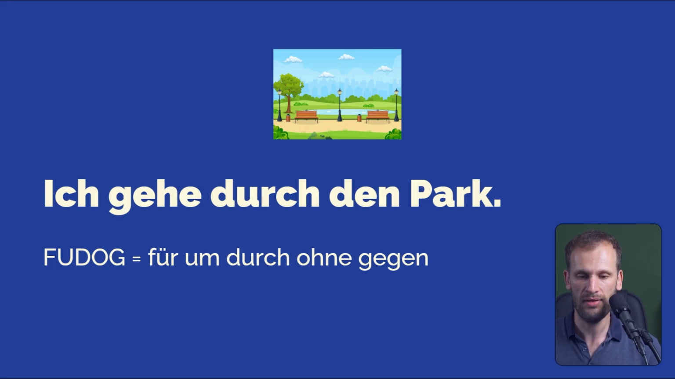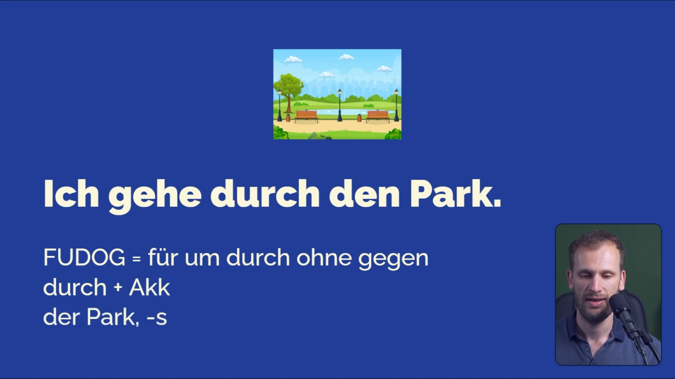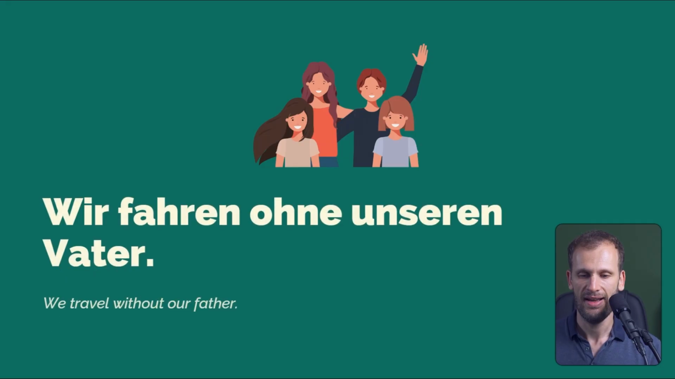And there are für, durch, ohne, gegen. Für, for. Around. Durch, through. Ohne, without. Gegen, against. So durch is one of them, so we have durch plus accusative. Der Park, plural, die Parks. Great. Next foo dog preposition is ohne, without.